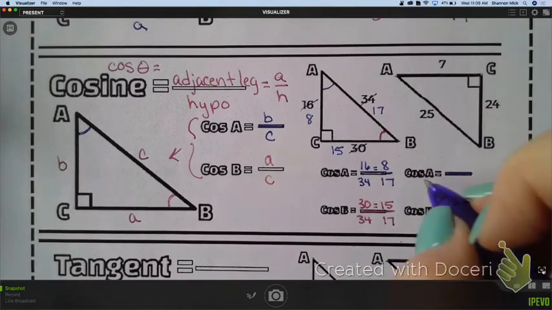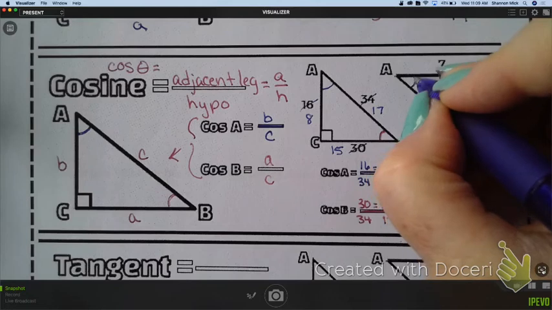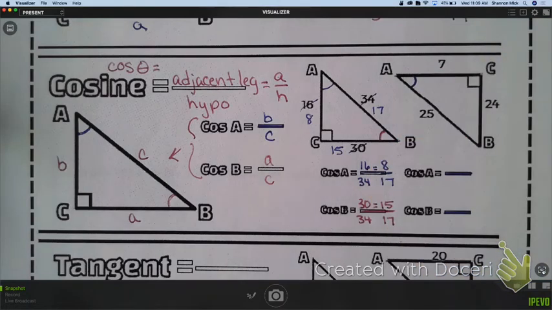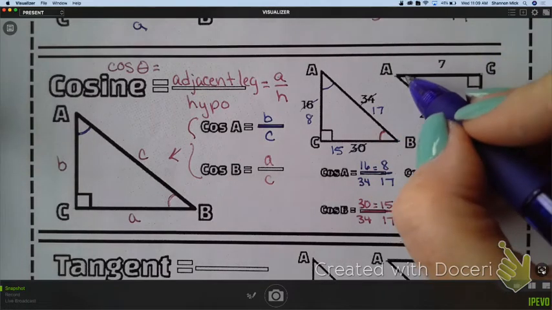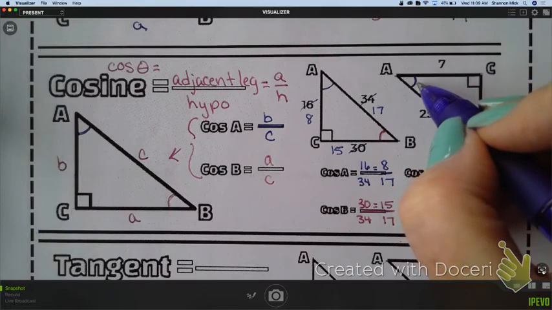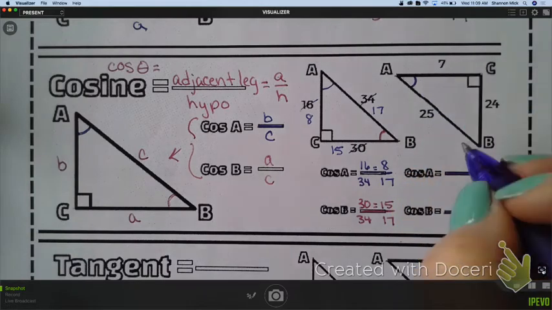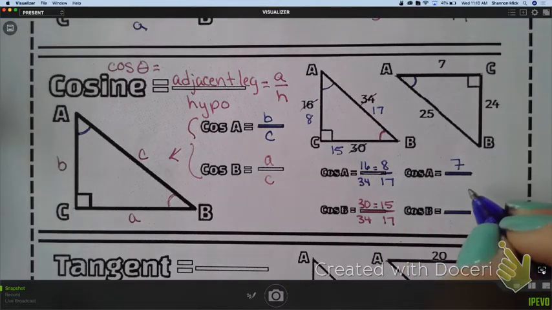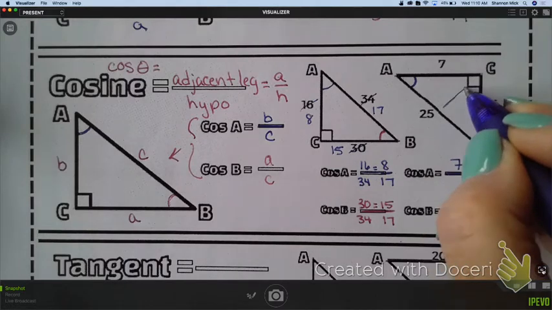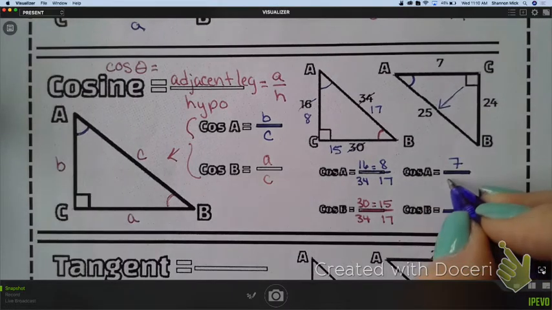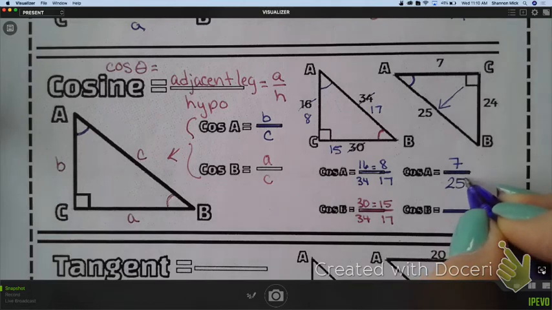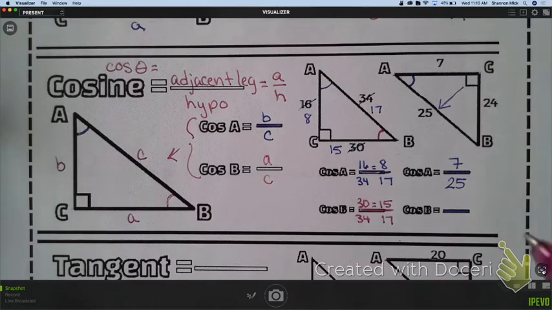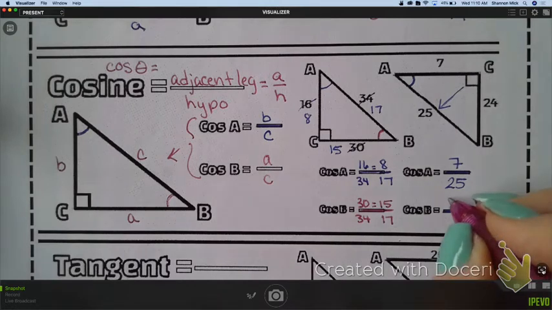Jackson, what is the cosine of angle A? What leg is touching angle A? 7. And what's the hypotenuse? 24. Hypotenuse is across from the right angle. Yeah, it's 25. Hypotenuse is always the bigger one too, isn't it? Xander, what is the cosine of B? 24 over 25.